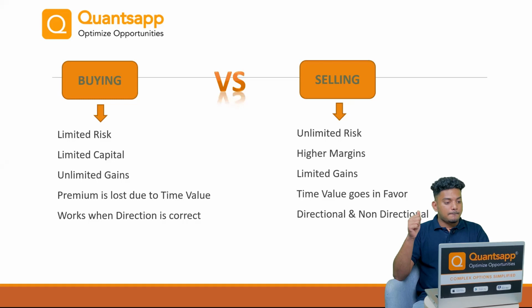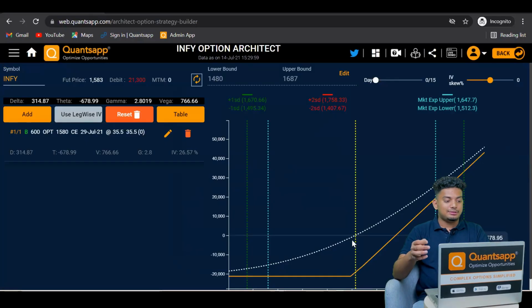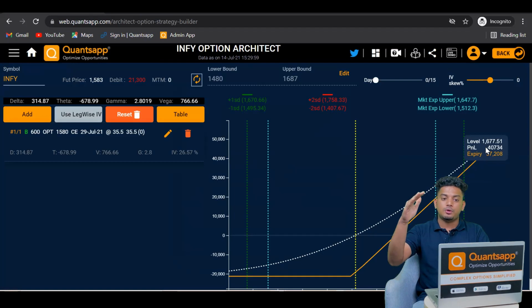Third point is, buying involves unlimited gains and selling involves limited gains. So now let's try to understand this graph, wherein let's say if Infosys keeps on going in the upwards direction, there is no barrier that Infosys will go only till this level. It will keep on increasing, right? So that is the reason if we have bought that option, our profit can be unlimited.